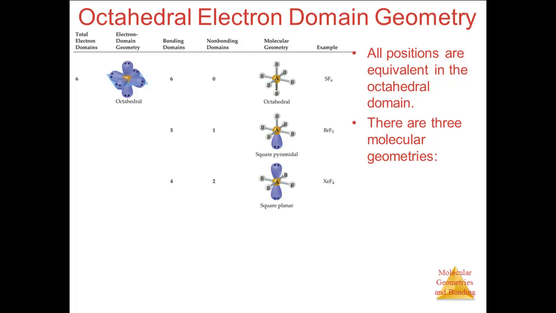For the octahedral domain geometry, there are 3 molecular geometries. It might seem at first that there would be more, but any structure with more than 2 non-bonding pairs would have to have started with more than 8 electrons in its valence shell, which does not happen. The 3 molecular geometries are no non-bonding pairs, octahedral geometry. 1 non-bonding pair, square pyramidal geometry, with angles slightly less than 90 degrees. 2 non-bonding pairs, square planar geometry, with 90-degree angles.